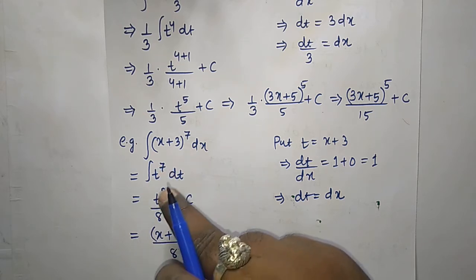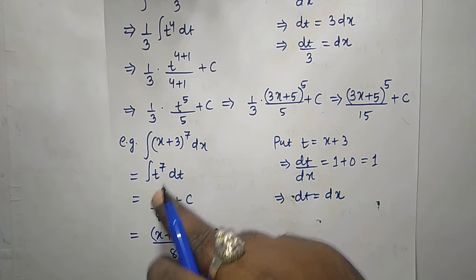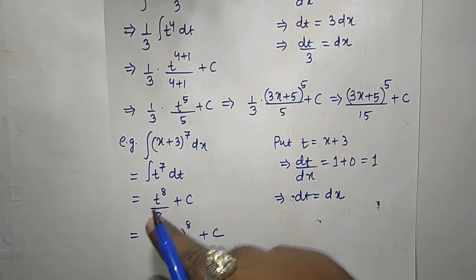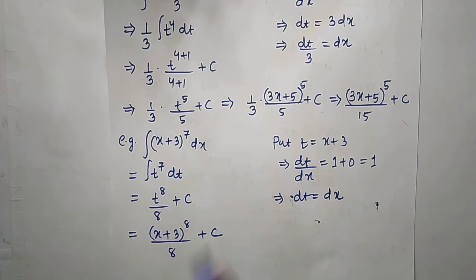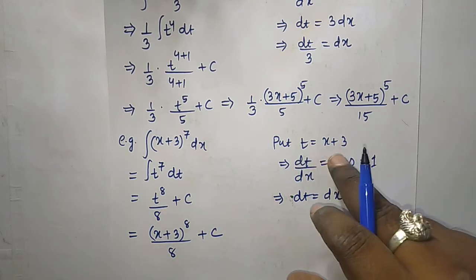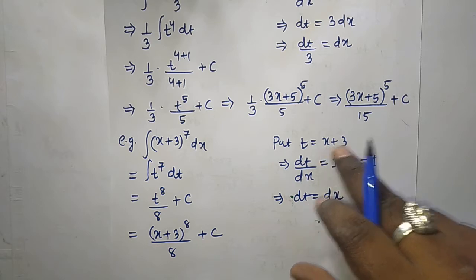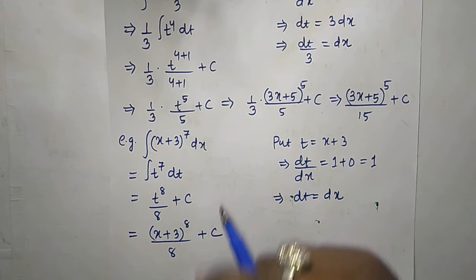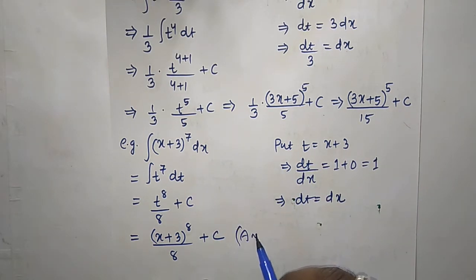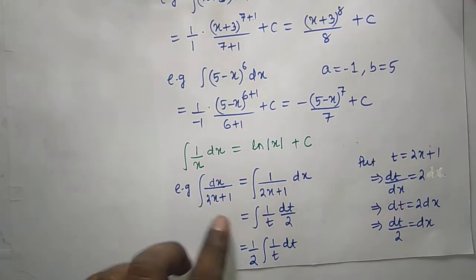Now we know integration of t to the power 7 is what? t to the power 7 plus 1, 8, divided by 7 plus 1, that is equal to 8. t to the power 8 by 8 plus c. And again put back the value of t. What was that? It was x plus 3. Put it here. So this is the answer. What is this? This is (x plus 3) whole to the power 8 divided by 8 plus c is the answer. Okay, got it. Now come to another form, this 1 by x form.